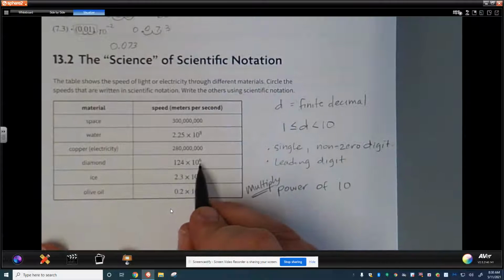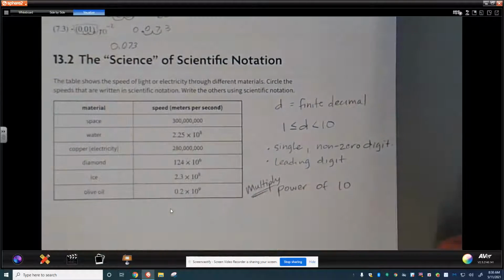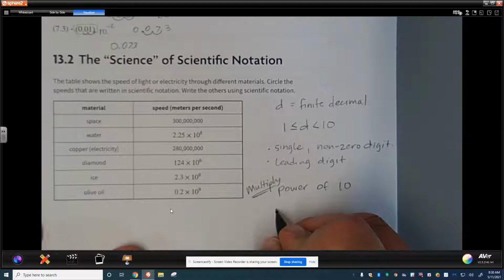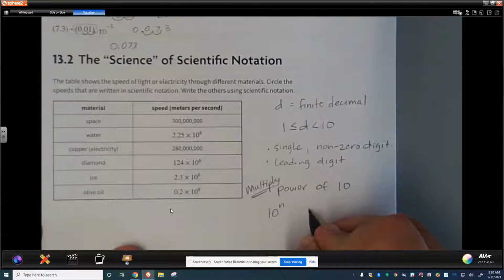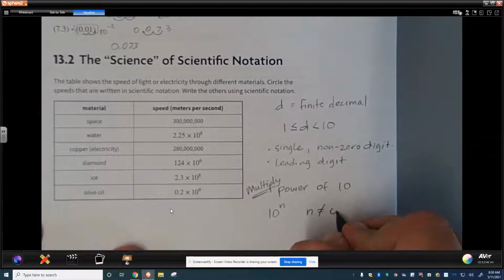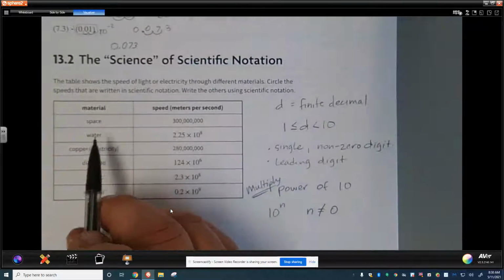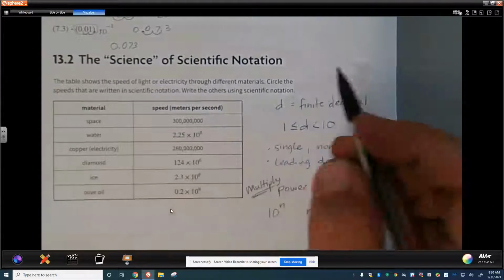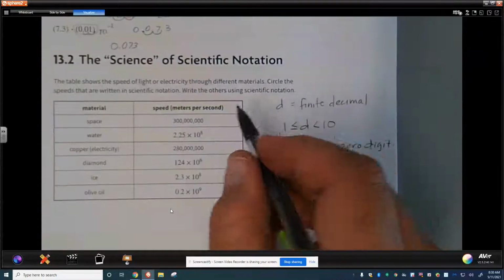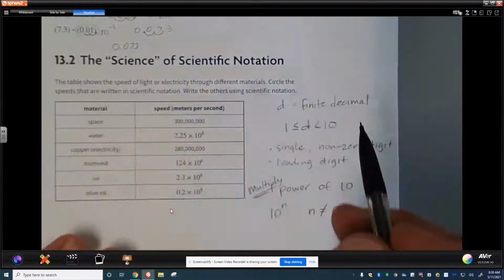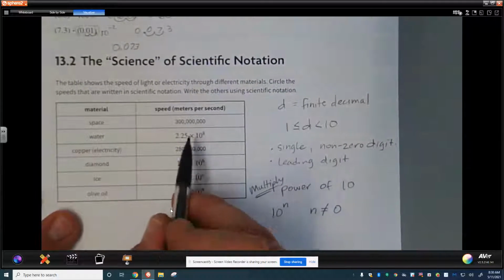If you see adding a power of 10 or subtracting or dividing a power of 10, it's not scientific notation. That power of 10 is going to be represented as 10 to the nth power, where n is not equal to 0. All right, knowing that, we can go ahead and look at these values and we can recognize how to write these values in scientific notation. So we see some of them may or may not be. Circle the speeds that are written in scientific notation, write the others that are not.